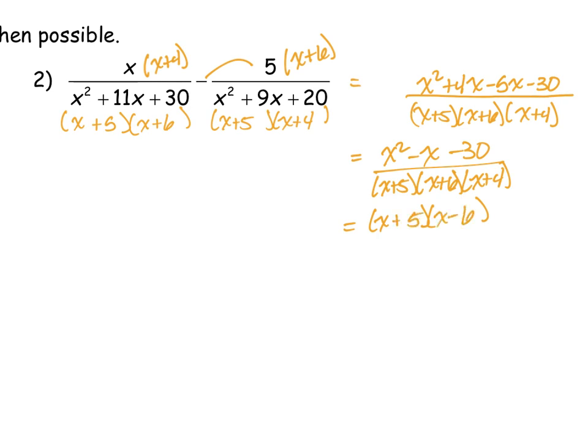Minus 6 plus 5. Great. x plus 5 times x plus 6. So those go away. So I get left with x minus 6 all over x plus 6 times x plus 4. Done. That was an ugly problem. See you later. Bye, Annie.